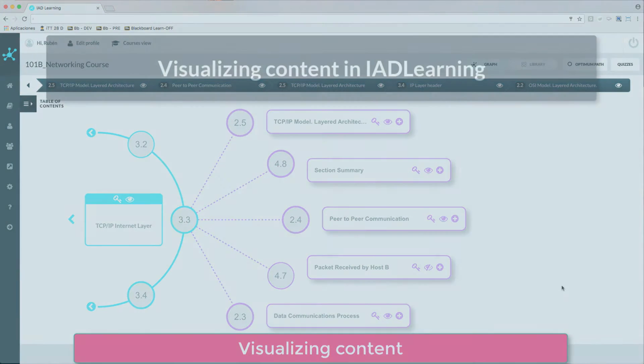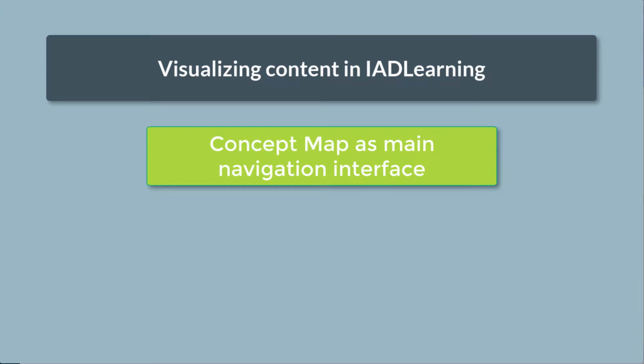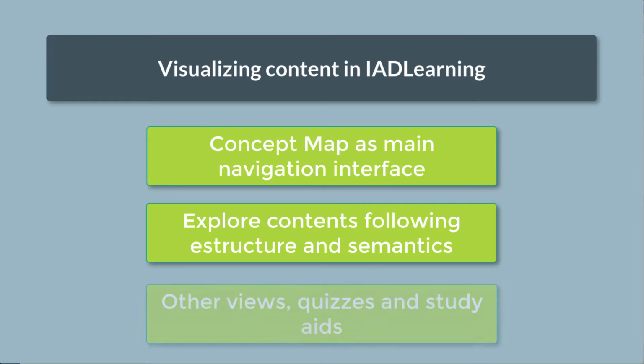Just to summarize this part, we have seen that the main interface for browsing the content is this concept map that lets you explore the content at two levels, the structure of your content and also the semantics, the relations between the different content elements. And we also have another view, which is called the library view. And you also have the possibility of creating quizzes and evaluation tests so that you can understand the progress of your students.